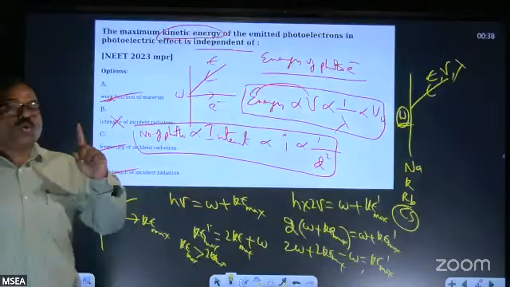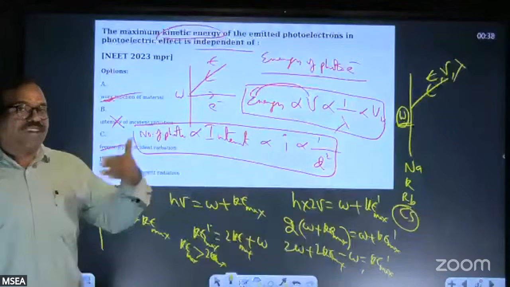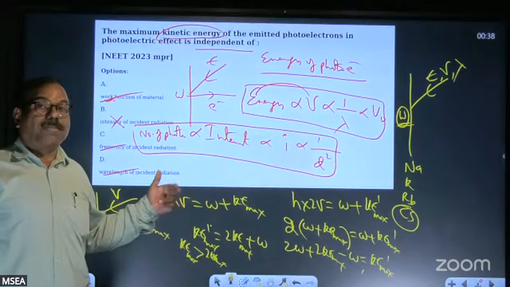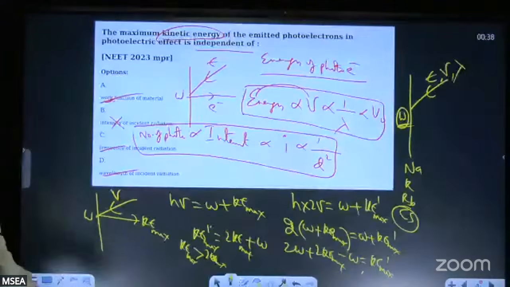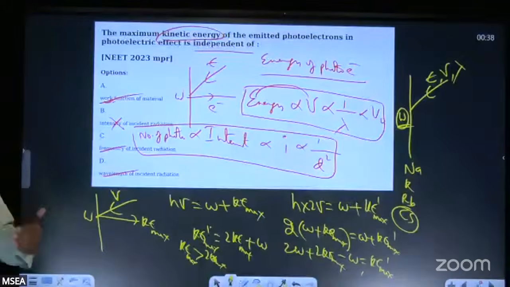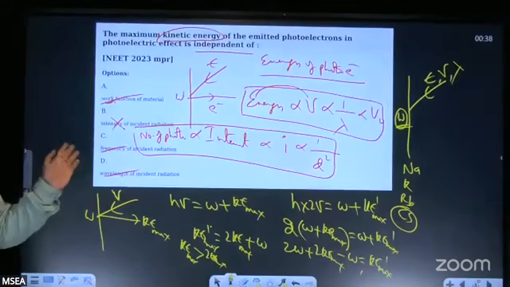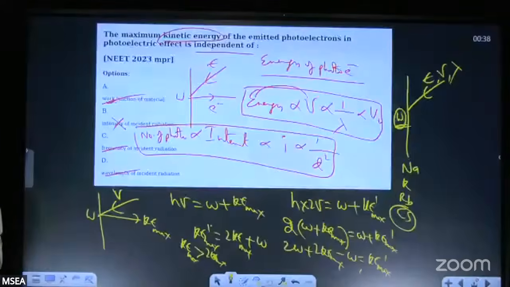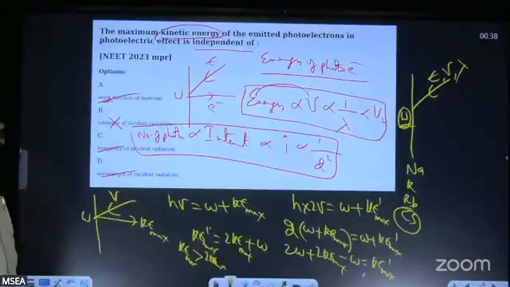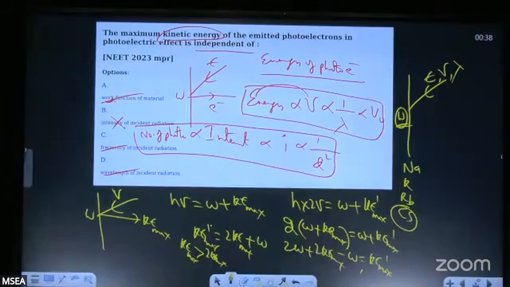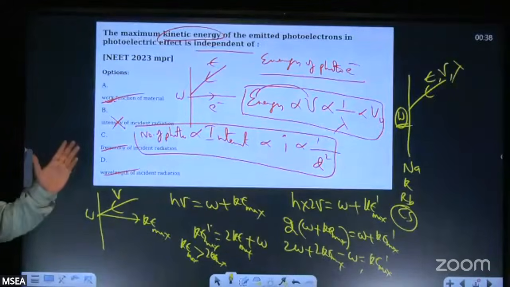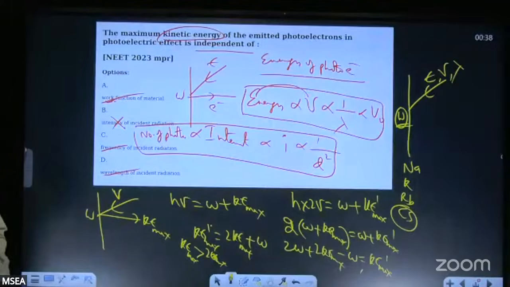So you need not remember all this. You have to remember as the standard point: as the frequency is doubled, Ke max is more than double, but not exactly double. Even if the wavelength is halved, the kinetic energy is also more than double. These things you must remember as far as the photoelectric effect is concerned. So definitely we get one question on the photoelectric effect and one on de Broglie wavelength.